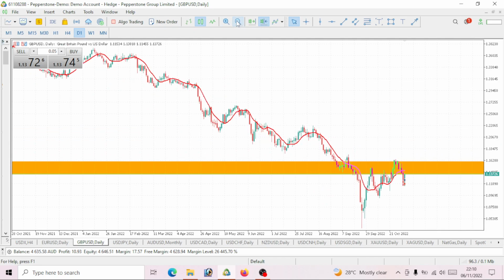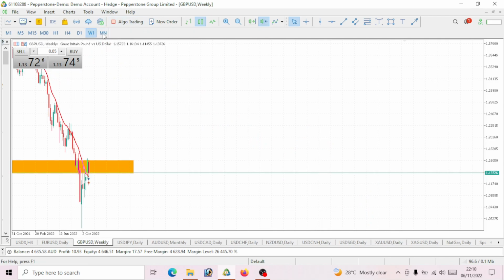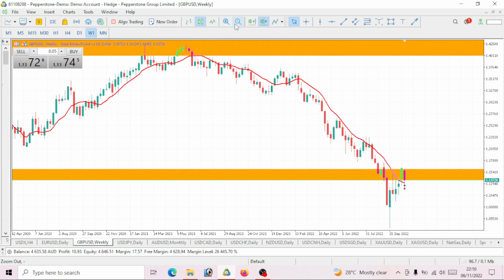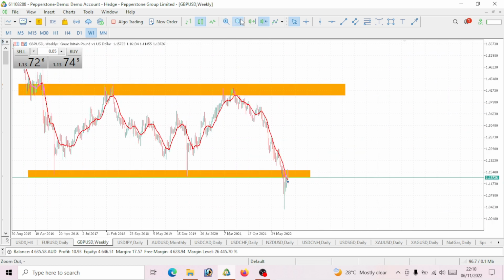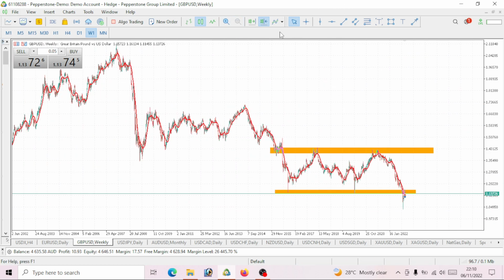Let's take a look at GBPUSD. We want to see where the price will be moving for the next day. So let's do a quick recap on our price. This is our weekly time frame on GBPUSD. If you take a look at the trend, you can see that this is a bearish move.